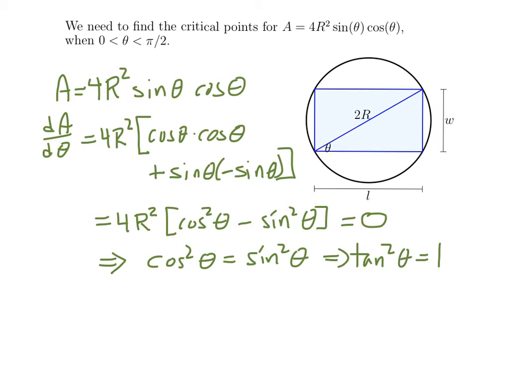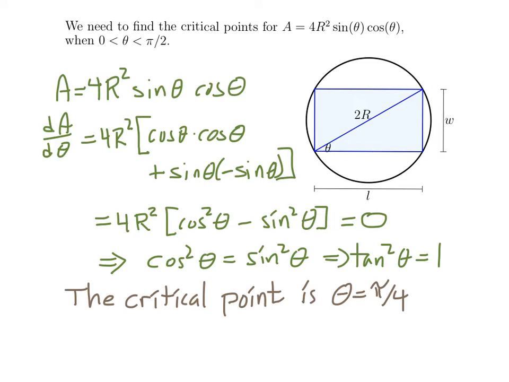Which means that we've got cosine squared is sine squared. Said another way, we have tan squared is 1. And there it is, we're done. The critical point is that theta equals pi fourths.